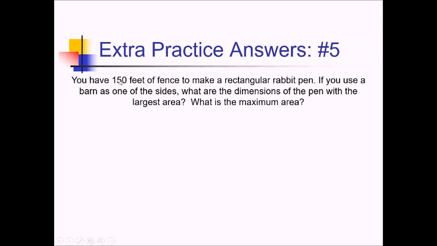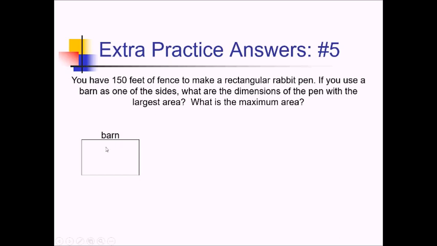For this problem, we have 150 feet of fence to make a rectangular rabbit pen. If we use a barn as one of the sides, what are the dimensions of the pen with the largest area? And what is the actual maximum area? All right, so here's a rectangle we're going to draw out. One side of this rabbit pen is a barn, and the other sides we make from 150 feet of fencing. So we're eventually going to have to get a formula for the area, because that's what we're trying to maximize.